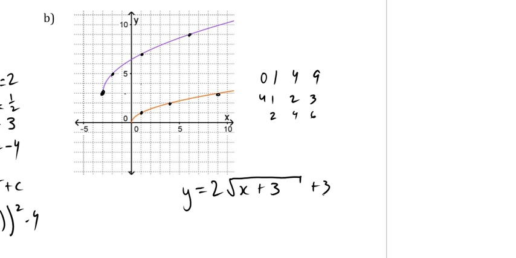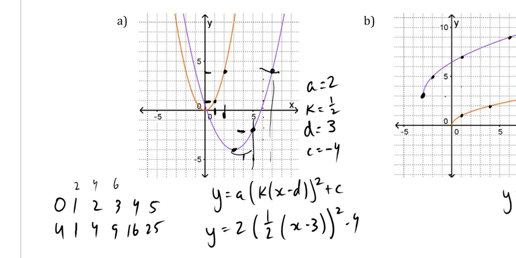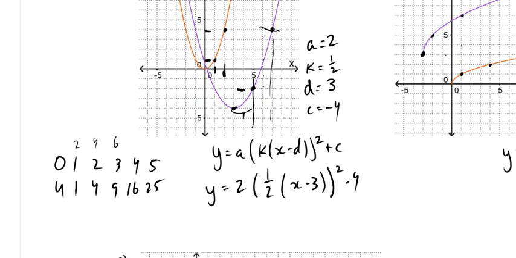Why was it on the quadratic that k was a half? Because we're stretching by a factor of 2, but that makes the k value half. It has the opposite effect of what you would expect. Right?